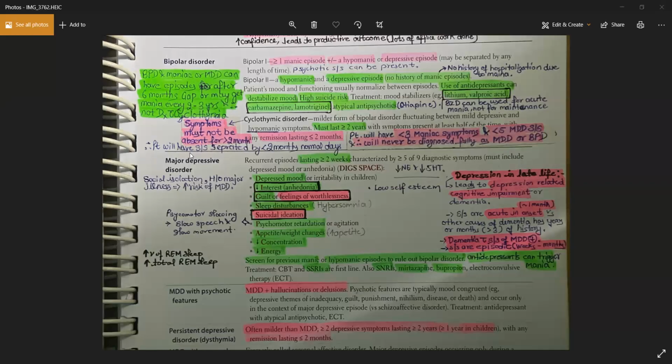And depression can exist with the dementia also, very important. And you call it the dementia with the depression, right? So depression in the late life can be related with the cognitive impairment also. Symptoms are always acute in the onset. And yeah, the dementia with the symptoms of the MDD, so that could also be present. Depression in the late life, you will call it.